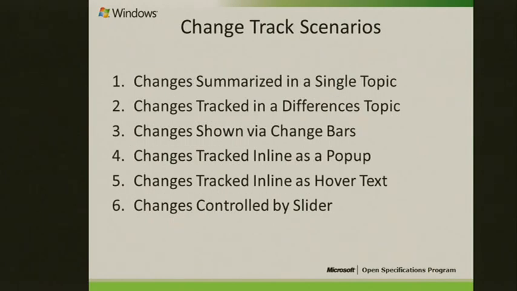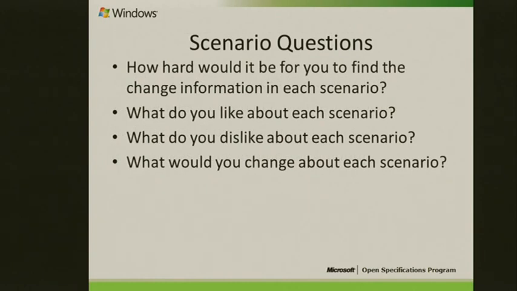Okay? All right, so the six change track scenarios that we're going through are: changes summarized in a single topic, which is basically the experience today; changes tracked in a differences topic; changes shown visually in change bars; changes tracked inline in a topic, showing a pop-up; changes tracked inline as hypertext; and changes controlled by a slider.